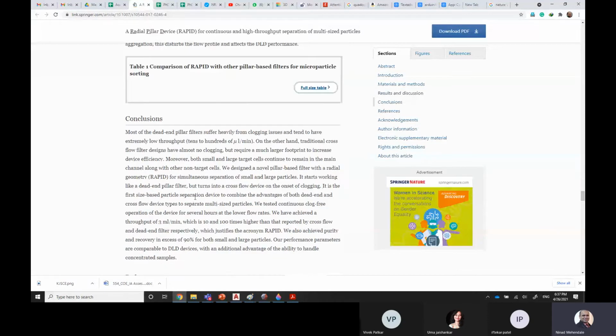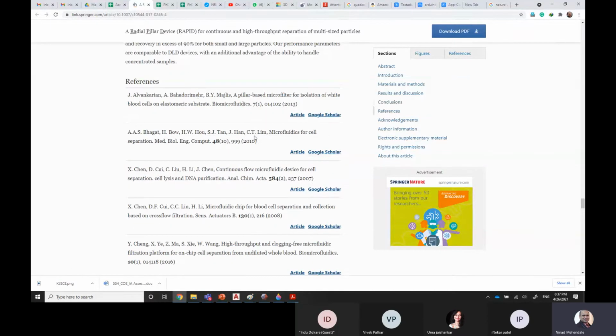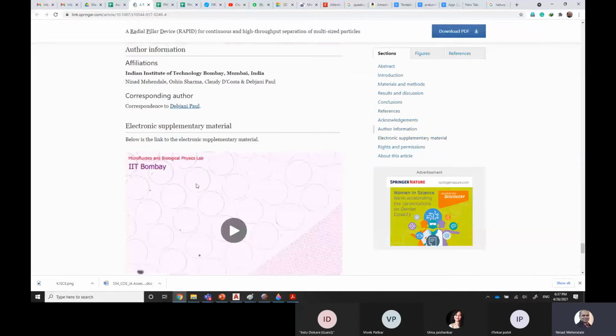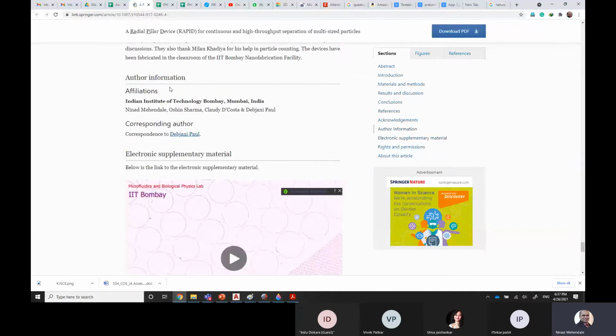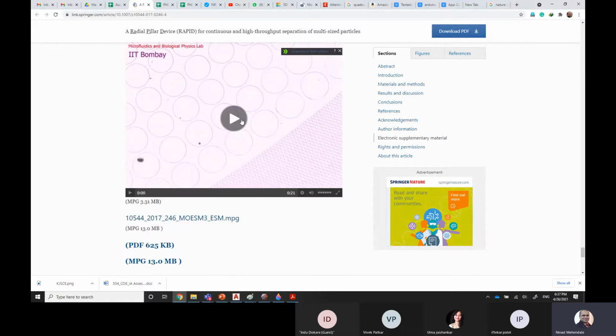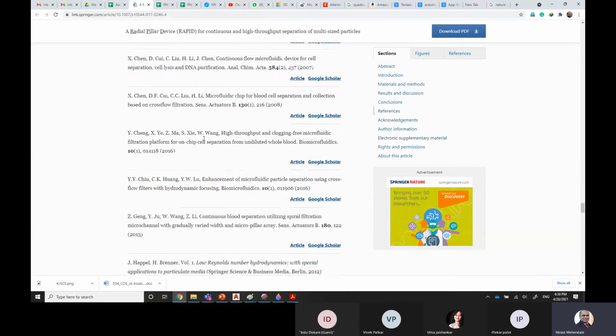I have to check. And then finally comes the conclusion. So this is how a research paper is written. And then the most important thing is references. Now, along with the references, there is something which is very important called supplementary videos. So how this particular thing works, and some extra information which you cannot put in the paper.